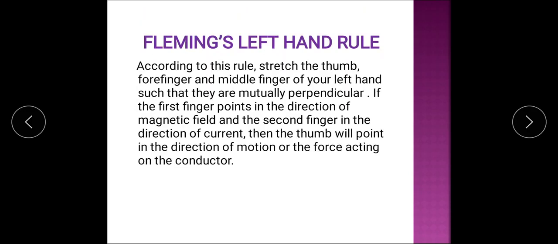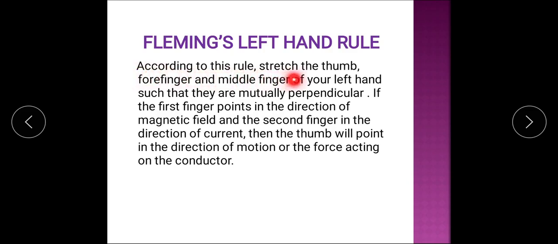So far we have studied that a current carrying conductor in a magnetic field experiences a force, and we have also studied the factors on which the magnitude of this force depends. Now let's see how we are going to find the direction of this force. A simple rule which is known as Fleming's left hand rule can easily help us to find the direction of force. Let's see what the rule says.